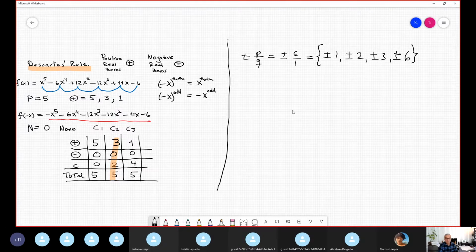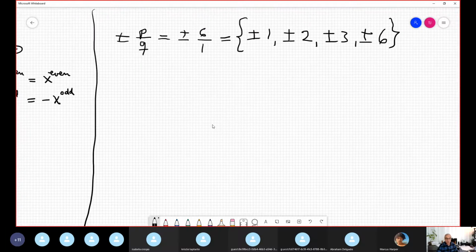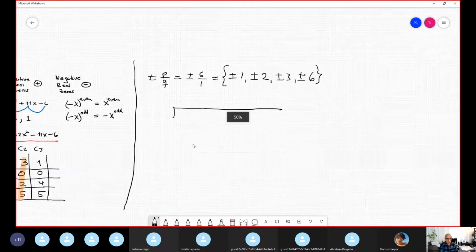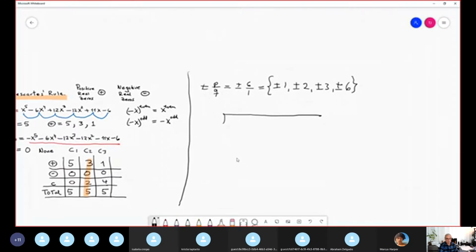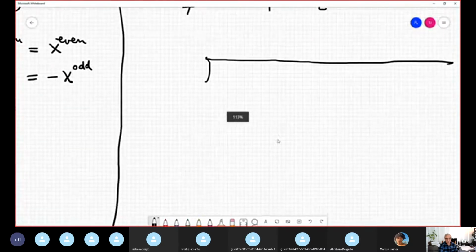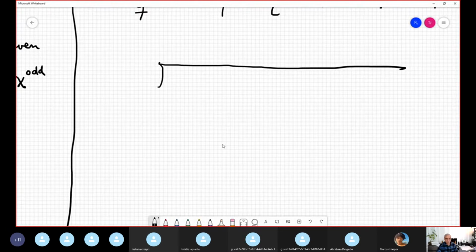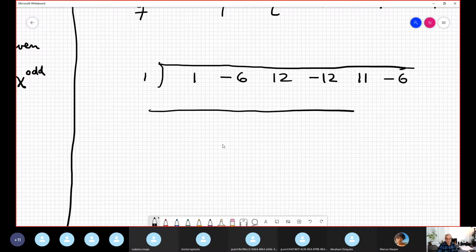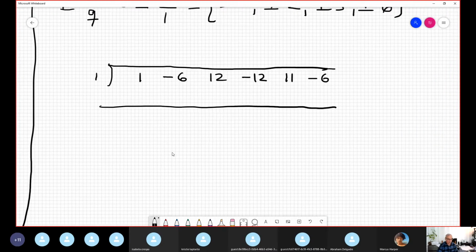Synthetic division. Make a zoom to see more clear synthetic division. Of course, as always, I did this problem, no? Entonces I go directly to the value that I know that works. The other value that doesn't work, I don't want to waste time, no? This is 1, negative 6, 12, negative 12, 11, and negative 6. Here I try using positive 1. Okay. Bring down.